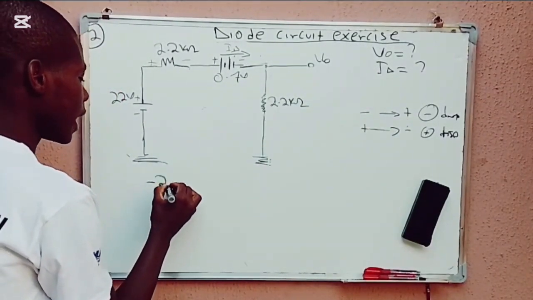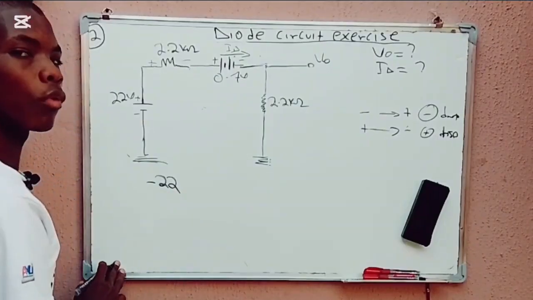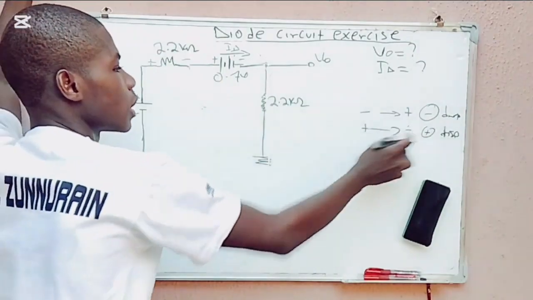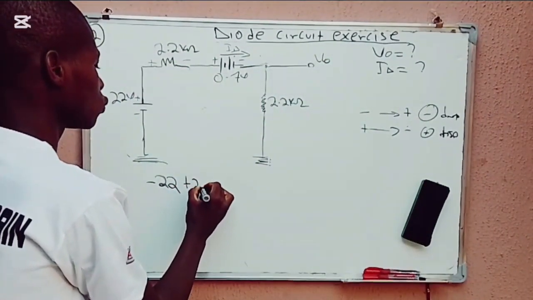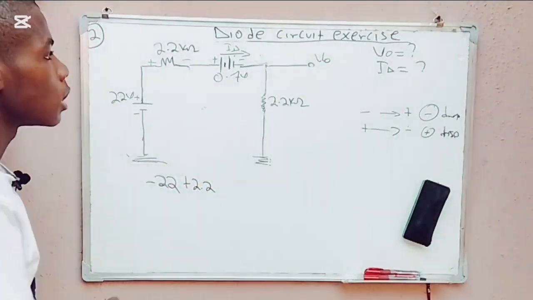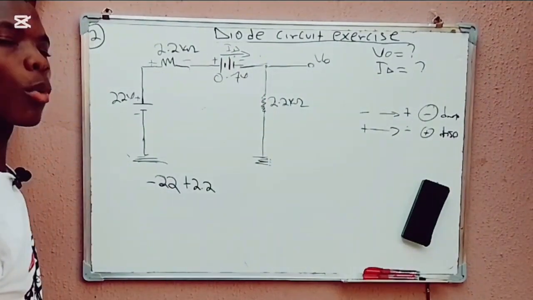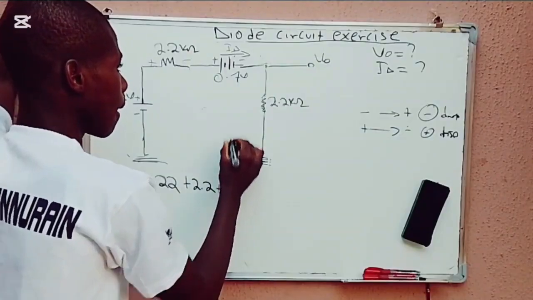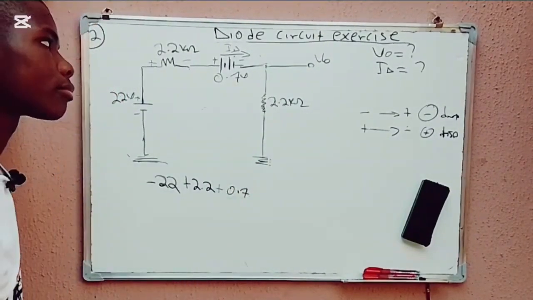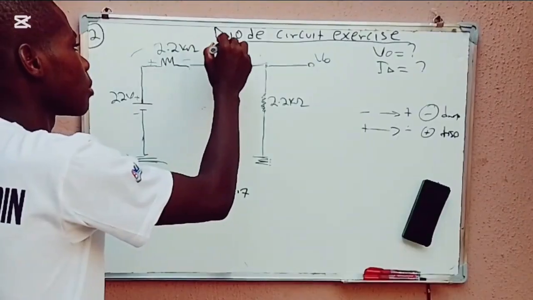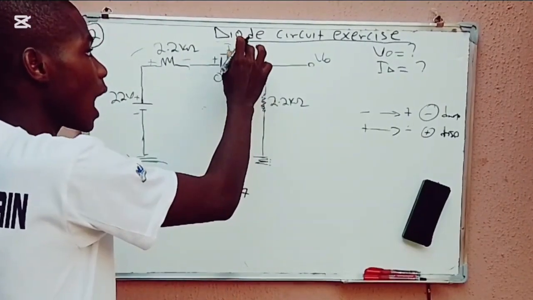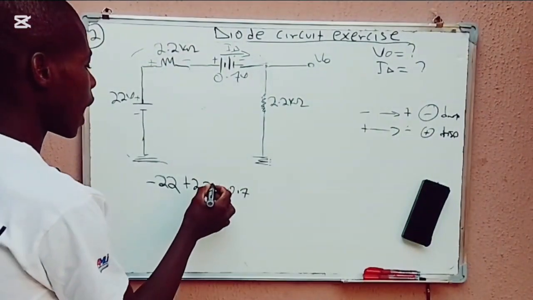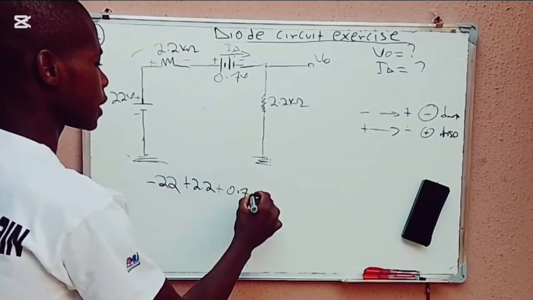Minus 22 volts. Positive to negative, it should now rise. So plus 2.2, and therefore positive to negative, it will now rise. So therefore plus 0.7, and I have to come across, and therefore I have ID, which is the current.